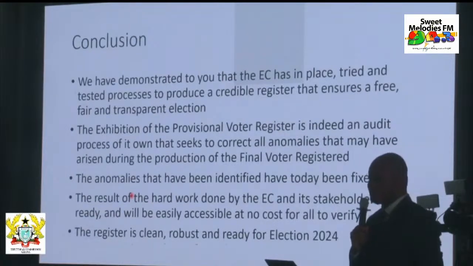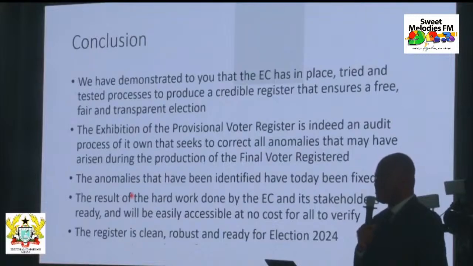The exhibition of the provisional voter register is indeed an audit on its own, and it involves all stakeholders, from political parties to voters to civil society organizations, the staff of the Electoral Commission. The anomalies that have been identified have today been largely fixed, and we are waiting for the processes that are ongoing to be able to produce a final voter register.